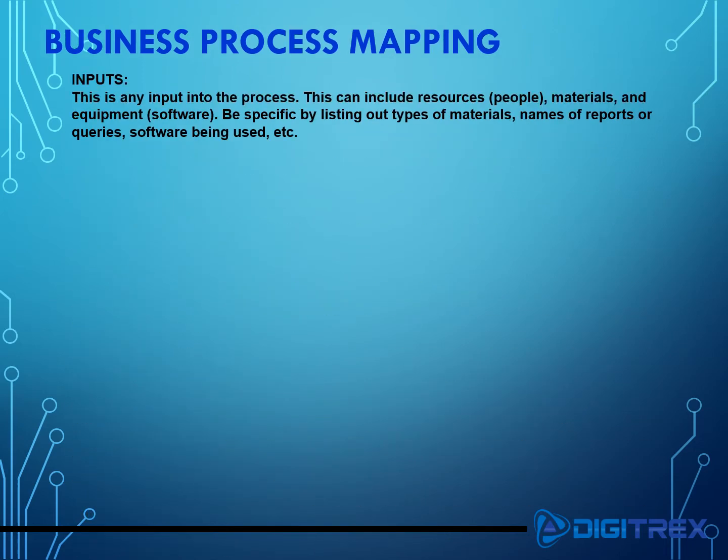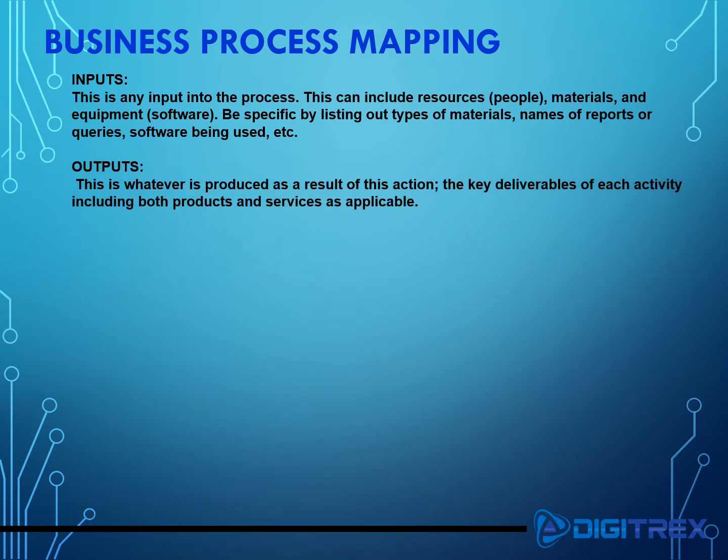Inputs. This is any input into the process. This can include resources like people, materials, and equipment like software. Be specific by listing out types of materials, names of reports or queries, software being used, etc. Output. This is whatever is produced as a result of the action. The key deliverables of each activity, including both products and services as applicable.